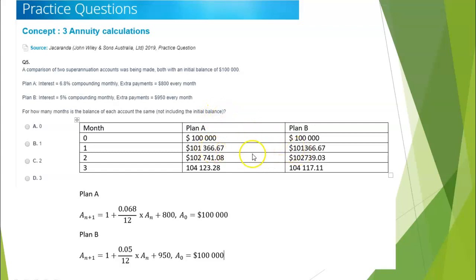So the question says, how many months is the balance of the account the same, not including the initial balance? Okay, so these ones are the same. The first month, these aren't. Neither of these. So only 1 month of these are they the same. So our answer is B.